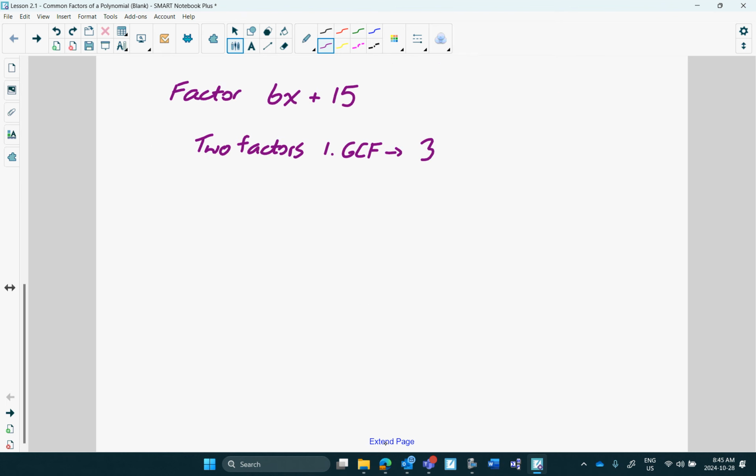To find the second factor, you divide what we're factoring by the GCF you found.